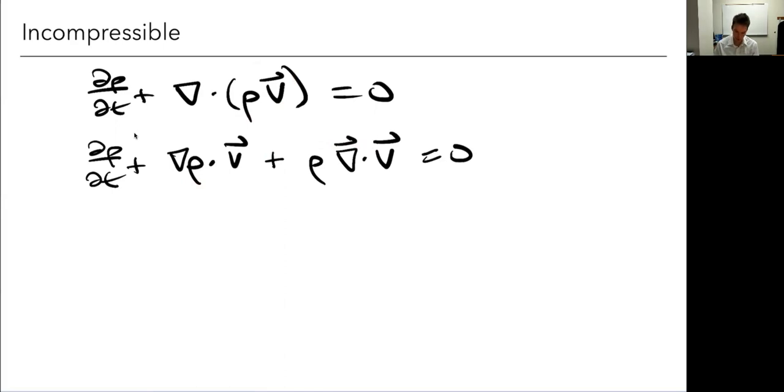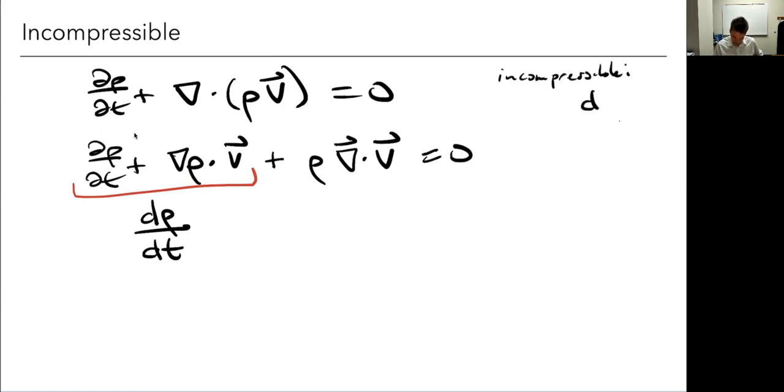Now these first two terms together, you may recognize as being the total derivative, right? This is what we saw at the beginning, our substantial or total derivative. This is D rho Dt, right? It has both the instantaneous change in density as well as the convective change in the density, okay? So for an incompressible flow, this is what it means, incompressible.